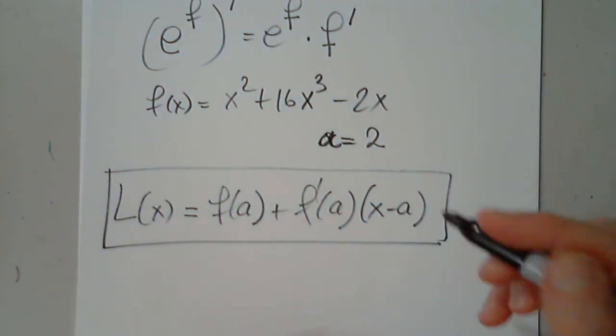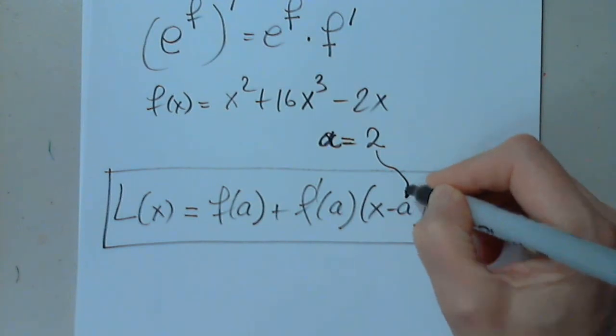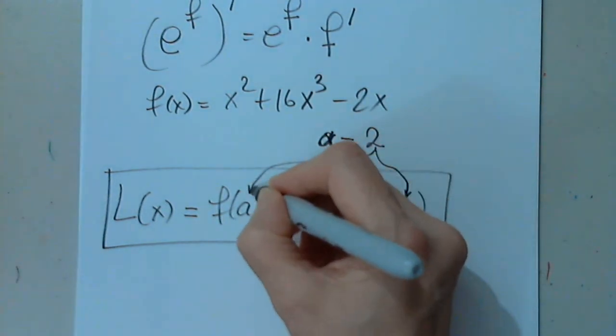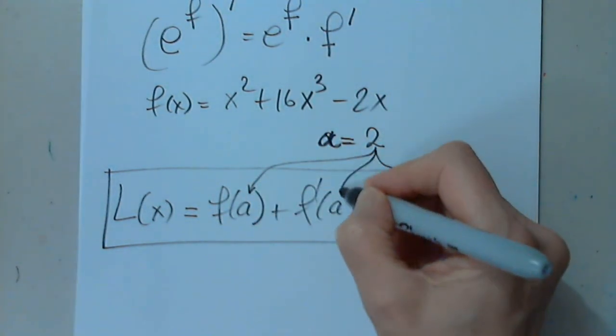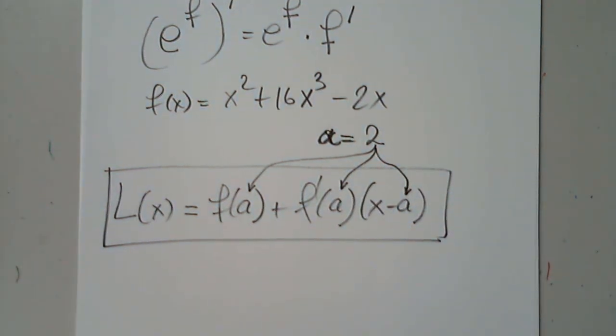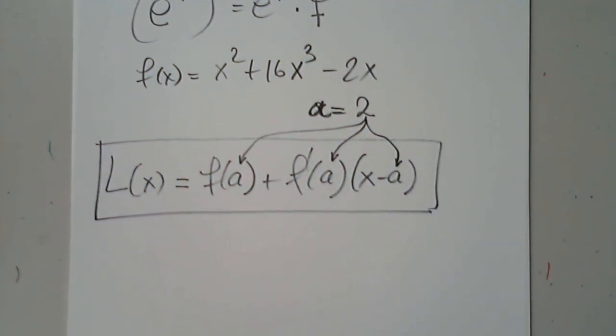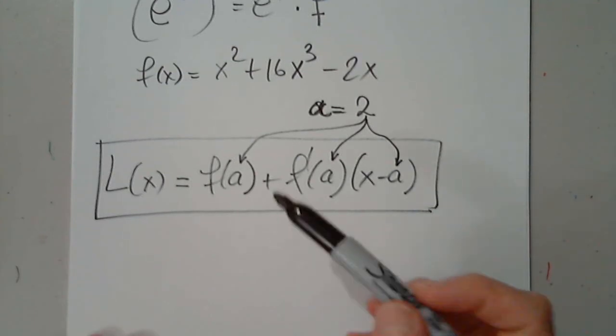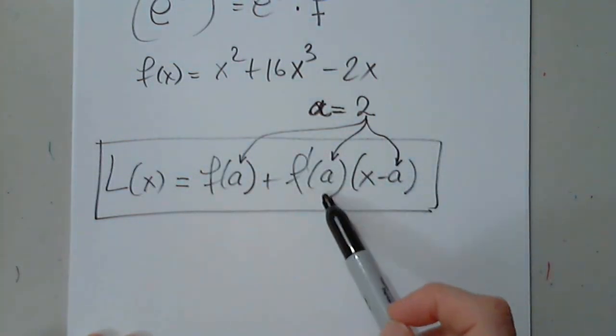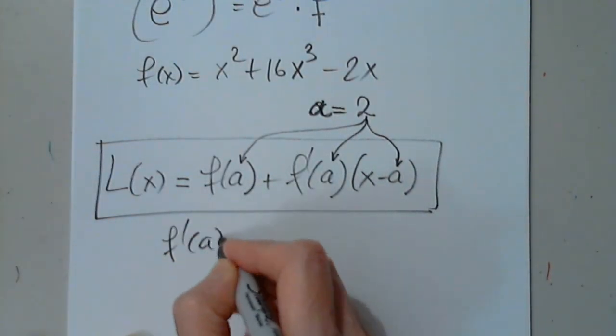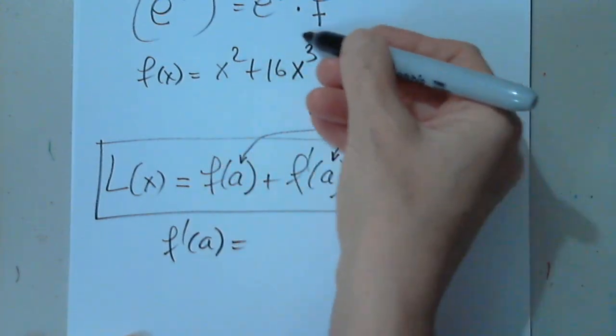What do I do now? I will replace this in here. I will find f of a, which is f of 2. I will find f prime of 2, and I'm done. That's it. So f of 2, I'm going to plug it in a moment. Let's find f prime of a. Can anyone give us f prime of a?